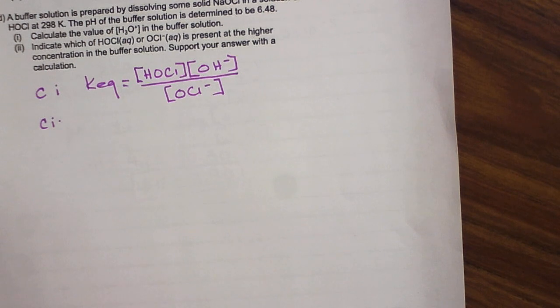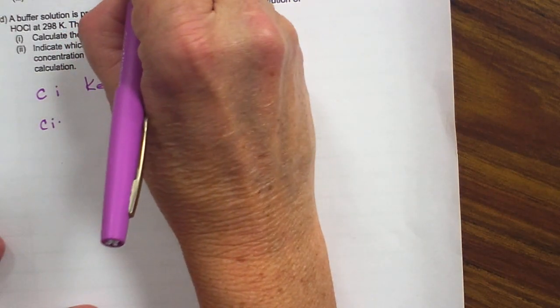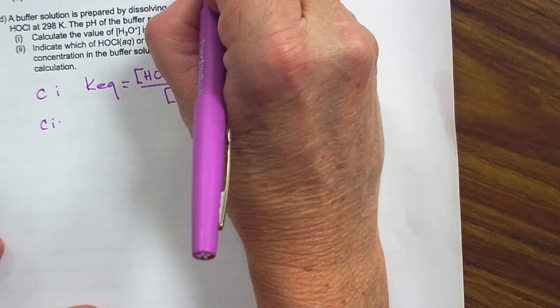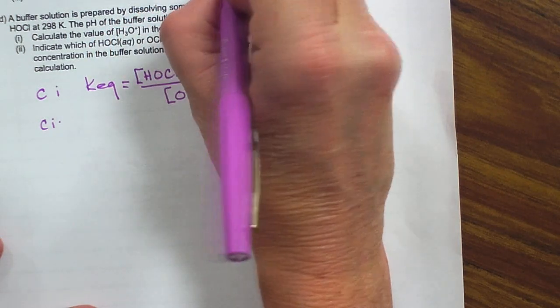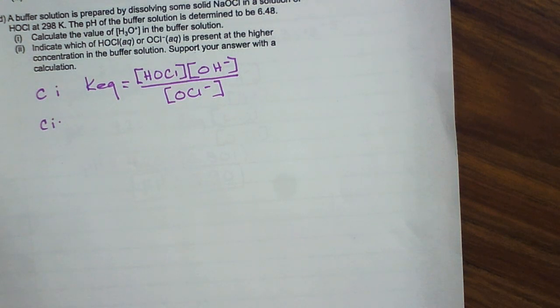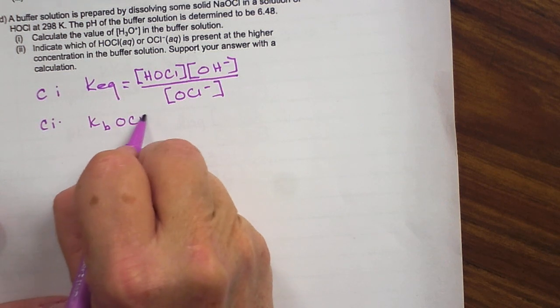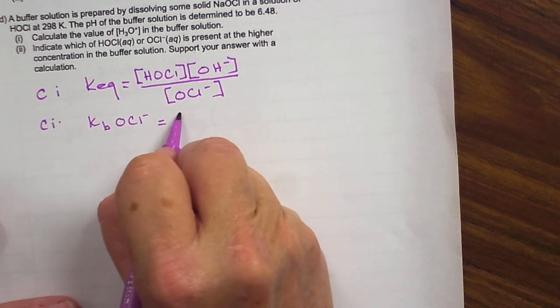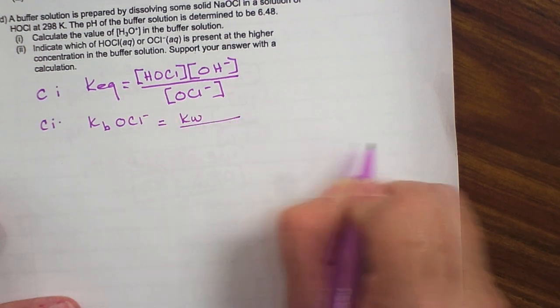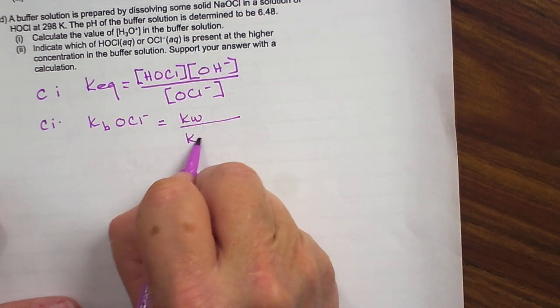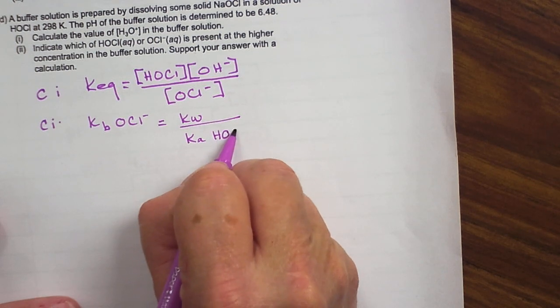I think we're looking for the Kb. This is a base right here, right? This is the base. And this is an acid right here, right? So the base and the water are creating the acid. Everybody okay with that? So we have the Ka, so how are we going to find the Kb for this? Right, 1.0 times 10. So what we're looking for is the Kb for OCl minus, which is going to be equal to Kw divided by the Ka for HOCl. Does this make sense?